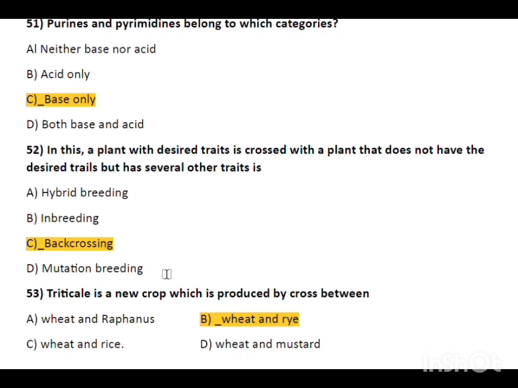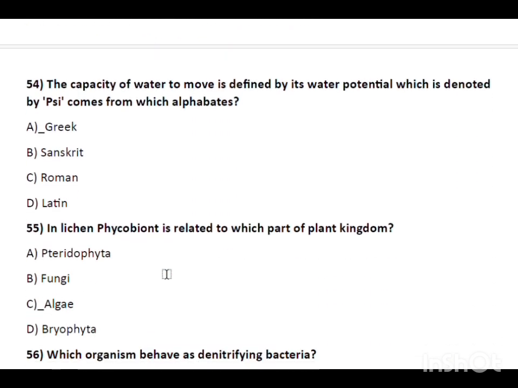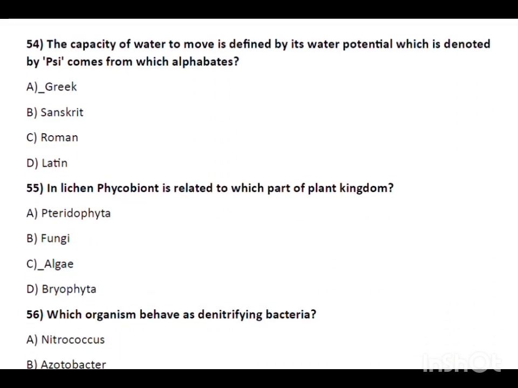Then question number 54. The capacity of water to move is defined by its water potential, which is denoted by psi. It comes from which alphabets? Option A Greek, option B Sanskrit, option C Roman, option D Latin. The correct answer is option A Greek.